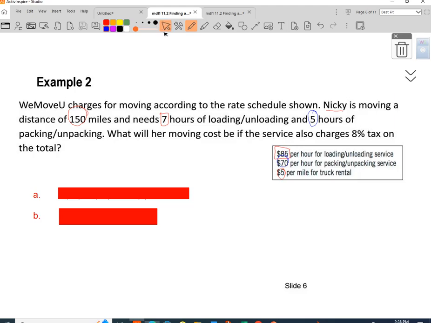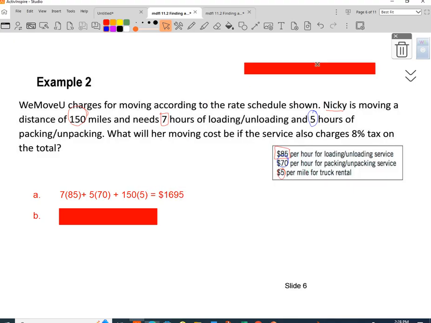So we're going to do like we did the last example. 7 hours of loading and unloading, so 7 hours at $85 an hour, plus 5 hours at $70 an hour for packing and unpacking, plus 150 miles at $5 per mile. So that gives her a subtotal of $1,695.